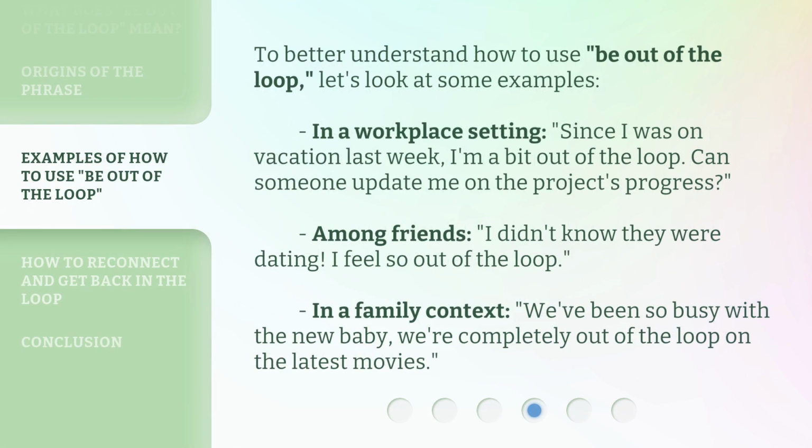To better understand how to use "be out of the loop," let's look at some examples. In a workplace setting: Since I was on vacation last week, I'm a bit out of the loop. Can someone update me on the project's progress? Among friends: I didn't know they were dating. I feel so out of the loop. In a family context: We've been so busy with the new baby, we're completely out of the loop on the latest movies.